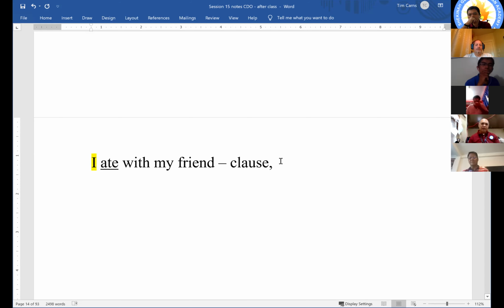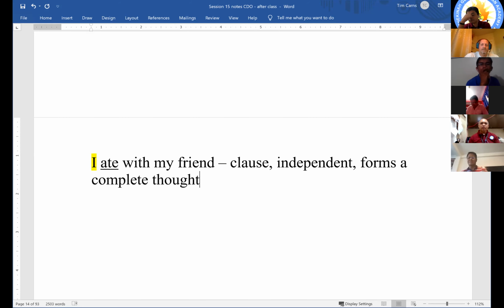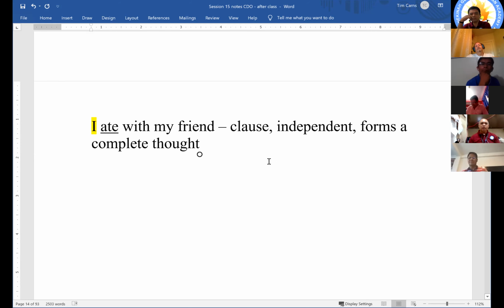And does this form a complete thought? Yes. It does. Good. So it's an independent clause, which means it forms a complete thought. It can stand alone and it says something. A complete thought means an action and someone doing the action, and then often someone receiving that action. Okay? All right, very good.